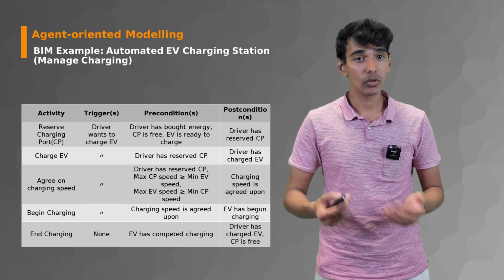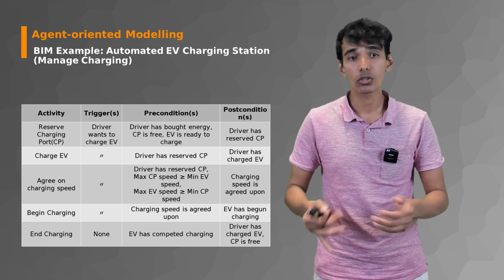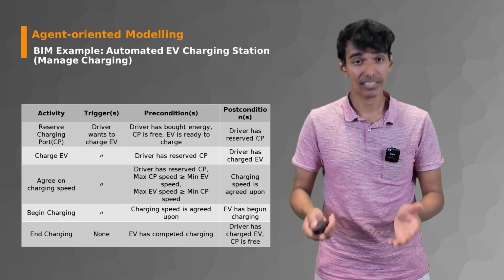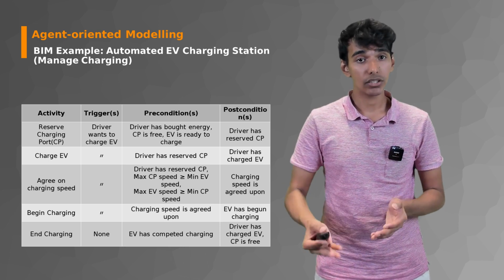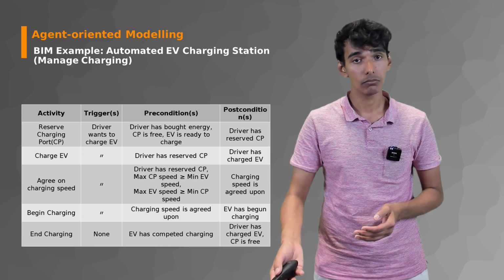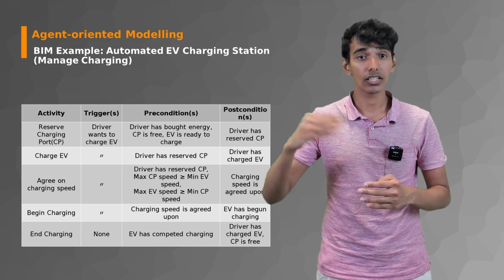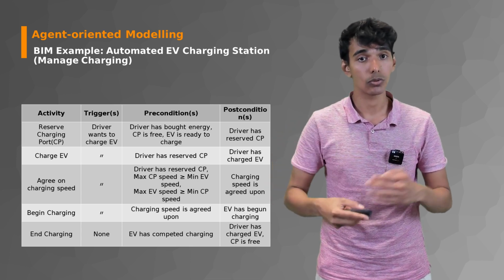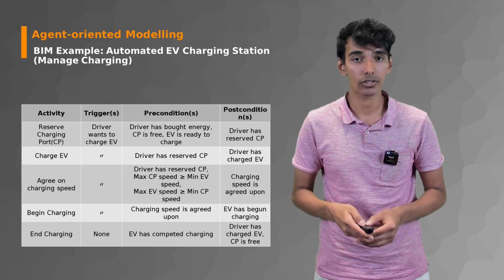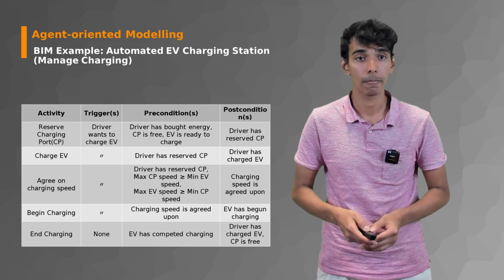So agreeing on the charging speed has some preconditions, such as a reserved charging port, and also some extra information here that you don't see in the goal diagram. For example, if the maximum speed of charging of the charging port is too high in consideration towards the EV, then you cannot charge with the speed of the charging port. You need to consider the maximum speed of the EV. So for example, you don't blow up your EV by putting too much power into it. So these kinds of conditions need to be considered before charging, for example.